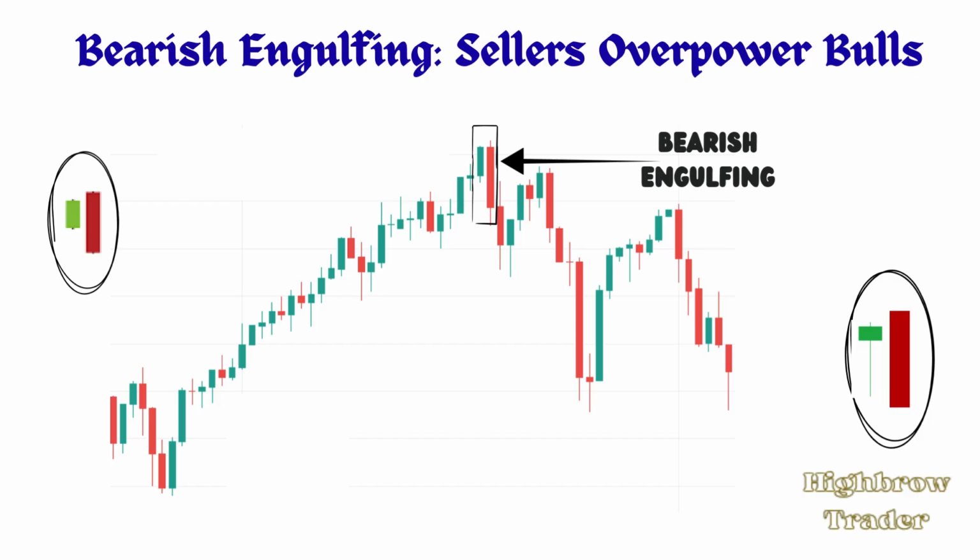A bearish engulfing pattern appears after an uptrend and signals a potential reversal to the downside. The first candle is bullish, and the second is bearish, entirely engulfing the first candle's body. This pattern indicates that sellers have taken control. Observe the chart below. The second candle's body completely engulfs the first, hinting at a bearish reversal.